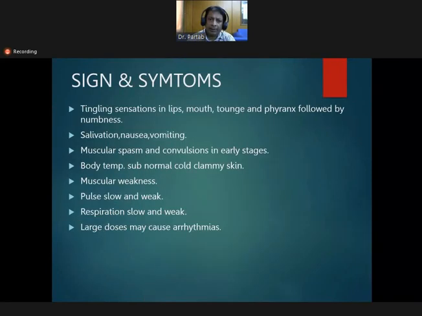Signs and symptoms: tingling sensation in the lips, mouth, tongue, and pharynx, followed by numbness. Salivation increases, and nausea and vomiting increase as the effects of the poison advance. Muscular spasm and convulsions in the early stages. Body temperature subnormal, may be higher, may be low. Cold clammy skin, muscular weakness, which the patient may feel in all the muscles of the body, pulse low and weak, respiration slow and weak.